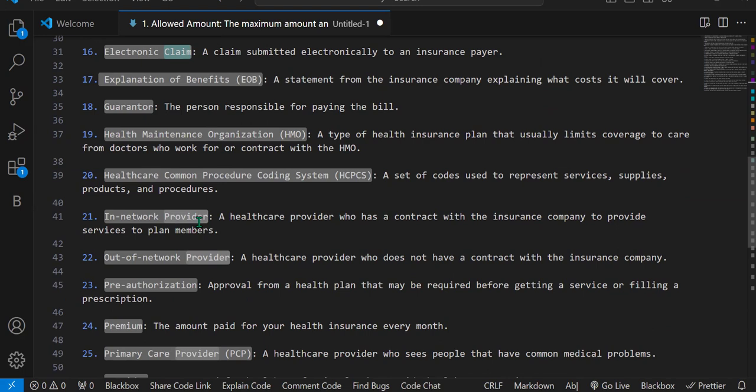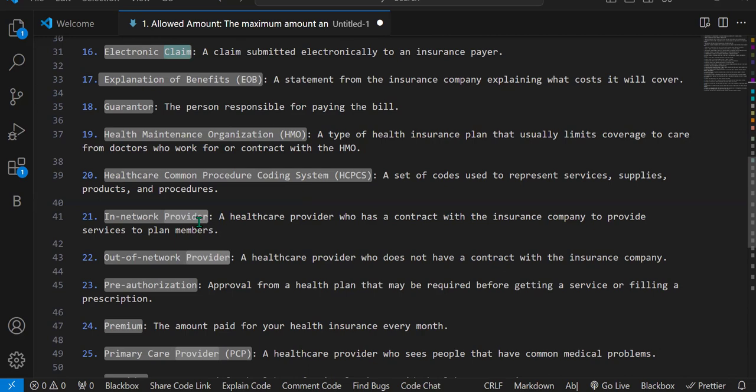So what is a network provider? It's like an agreement between the insurance company and the doctor that he will treat the patients who are enrolled in the insurance company. I hope you understand. Who is a provider? A doctor. A doctor agrees with the insurance company that whenever a patient registered with that insurance company comes to the hospital, he will get the treatment. So that is called an in-network provider.